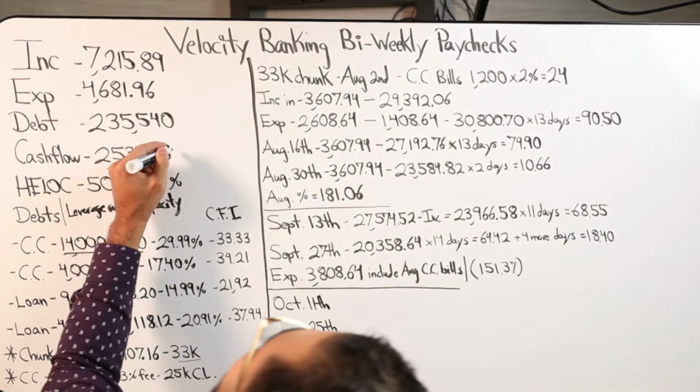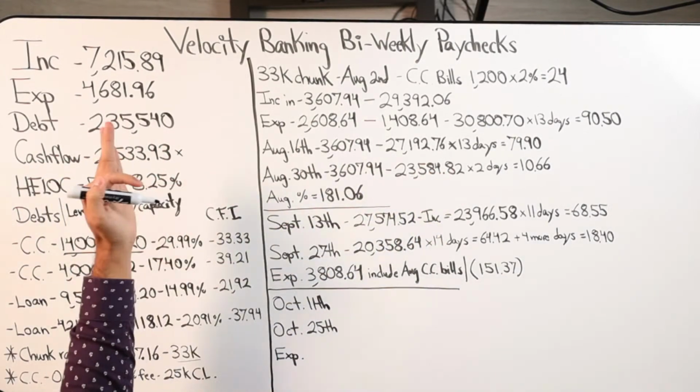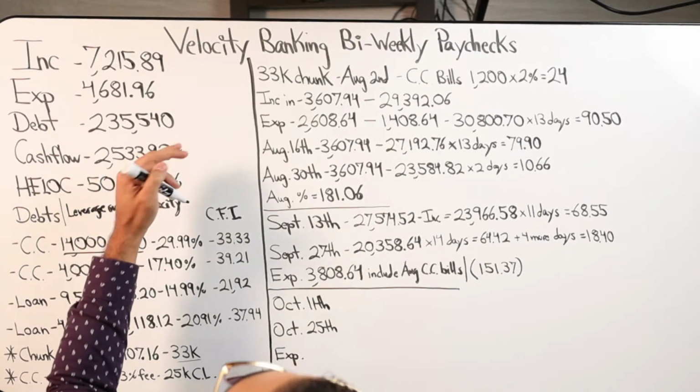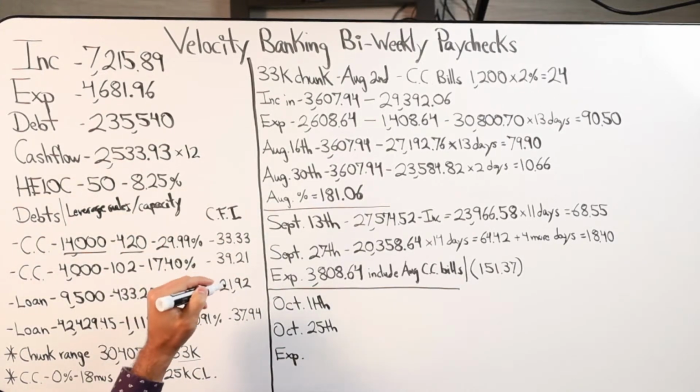And then we take cash flow current, not what you're gonna have, cash flow current, what we're currently at before starting velocity banking, cash flow times 12. What does that equal?